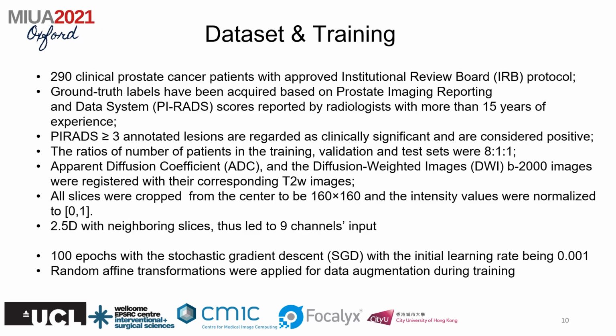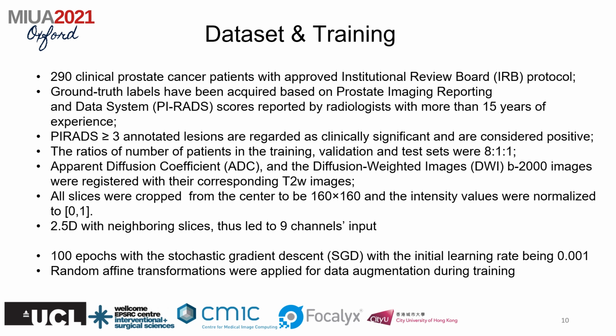With a larger value of beta than alpha, the network penalizes false positives more at the slice level. The dataset consists of 290 clinical cancer patients. The ratio of training, validation, and test sets is 8:1:1. The ground truth labels are acquired by experienced radiologists according to PARAS, and lesions with a PARAS score larger than 3 are regarded as clinically significant.